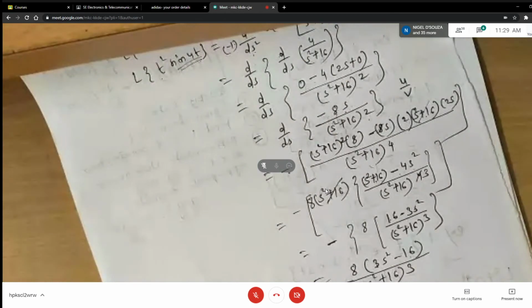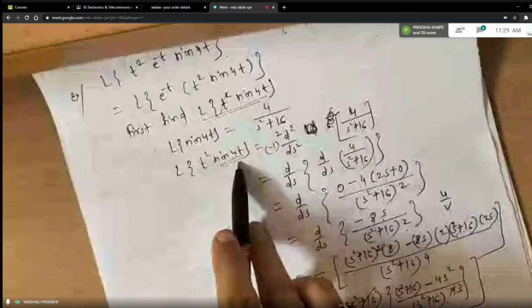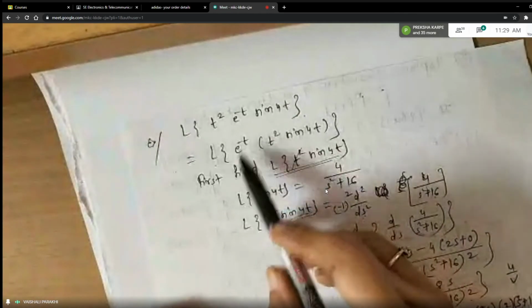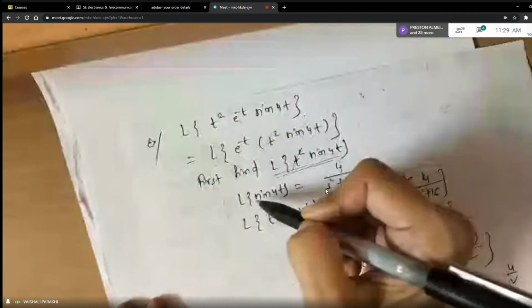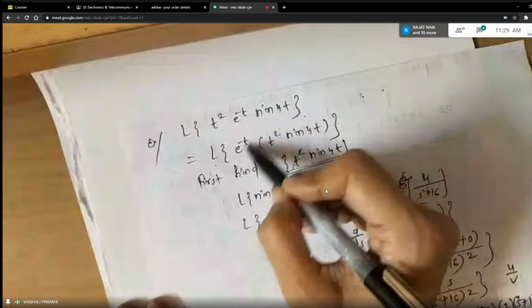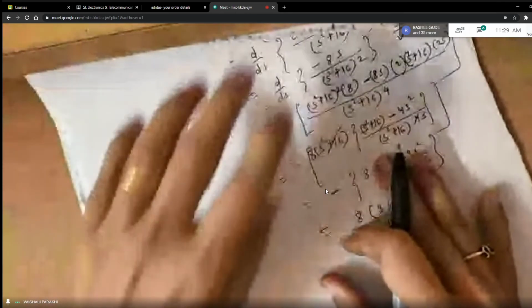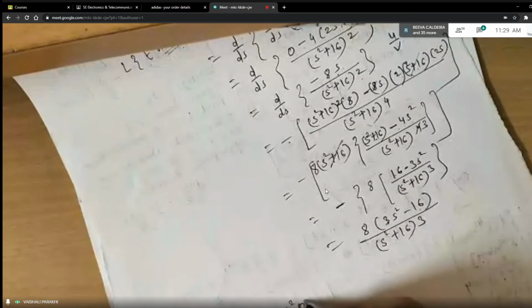Okay, done? But is it the final answer? What we got is just Laplace of t square sine 4t, right? But what is asked? It is asked to find Laplace of e raised to minus t into this. So that first shifting property is still there. It means we have ignored e raised to minus t. So when you write the last step, what is it? Laplace of e raised to minus t, and this bracket was t square into sine 4t.